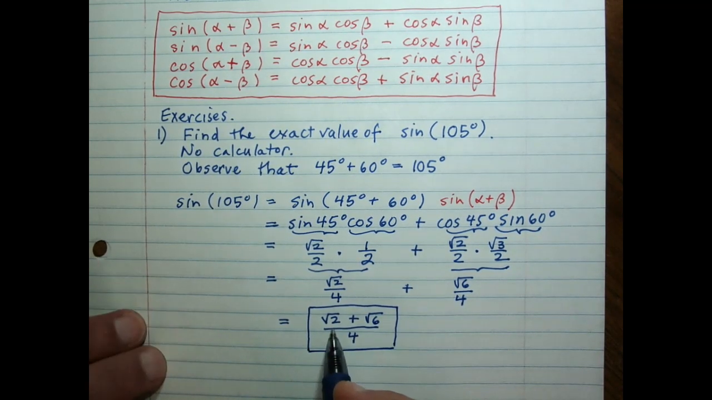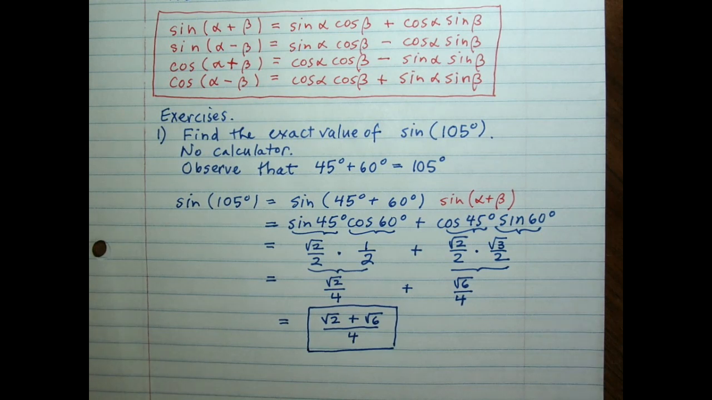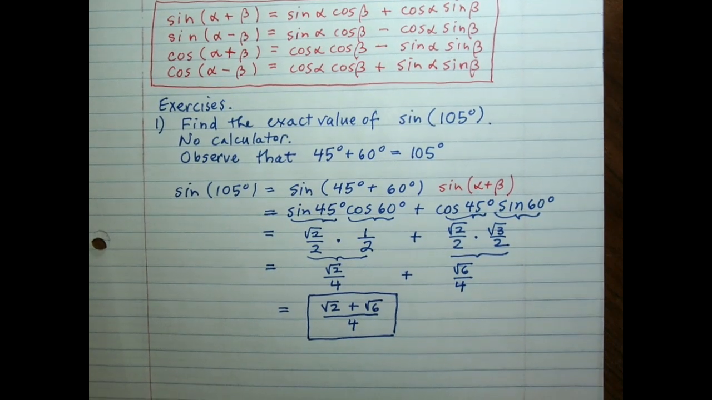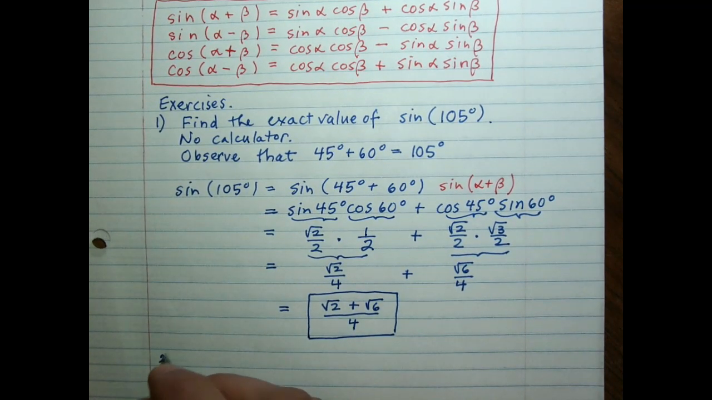There isn't much more you can do with this. You cannot add unlike square roots. Adding unlike square roots is like trying to add unlike terms. You can multiply unlike square roots, but you cannot add them. Okay, and there's our answer to number 1. There's the exact value of sine of 105 degrees. If we used a calculator to get a decimal, we should get the same decimal value by evaluating this square root expression.